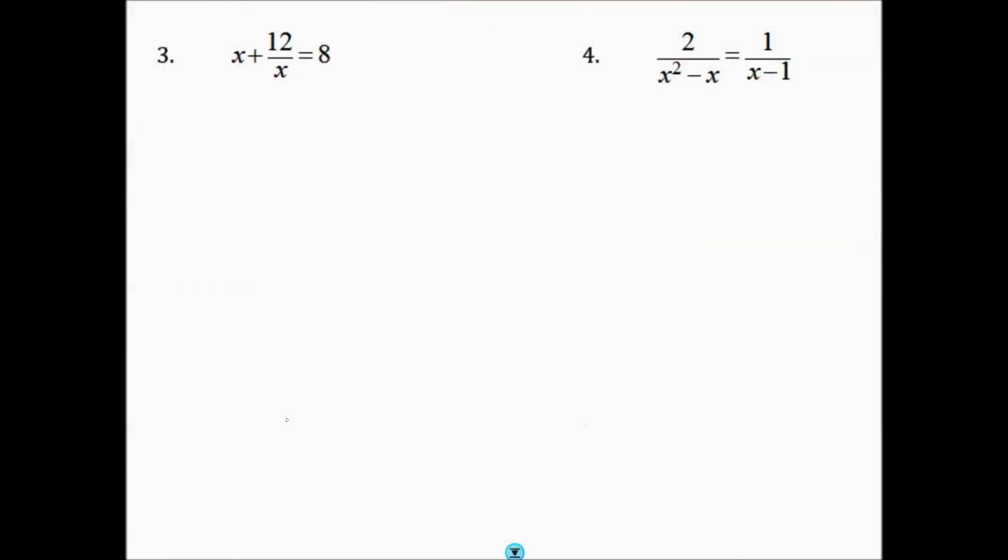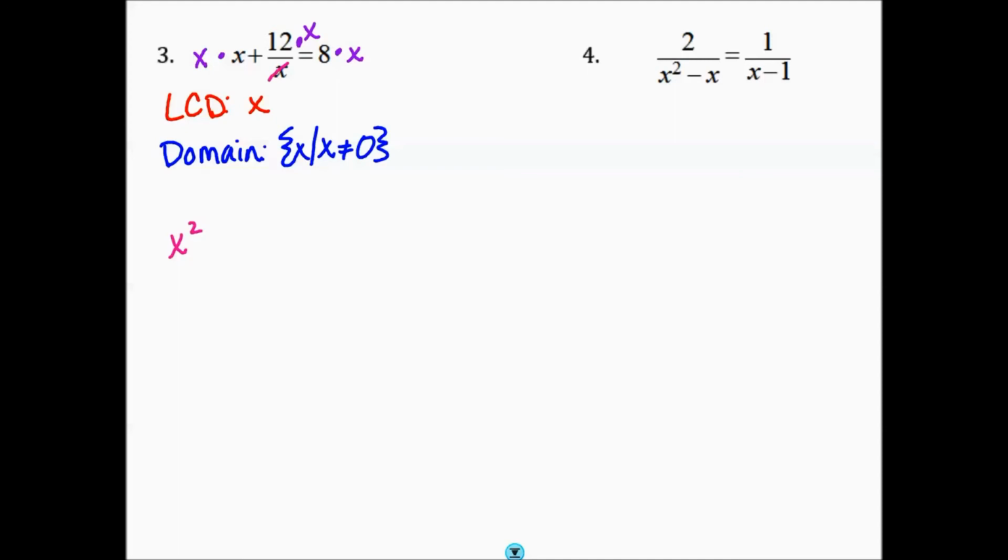We have x plus 12 over x equals 8. So our LCD is just x. And if we set that equal to 0 and solve for our domain, we end up with x cannot equal 0. So now we need to multiply every term by x. So we have x times x, which is x squared. Then in the second term, the x's cancel. And then we end up with 8 times x on the other side of the equation.